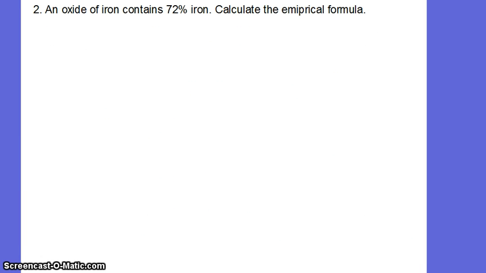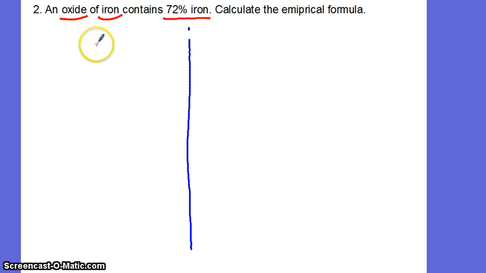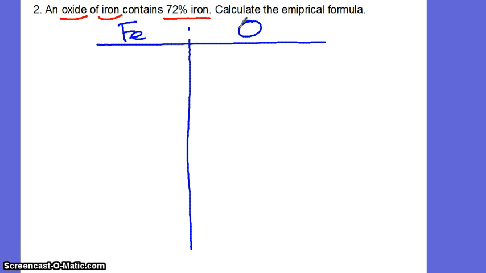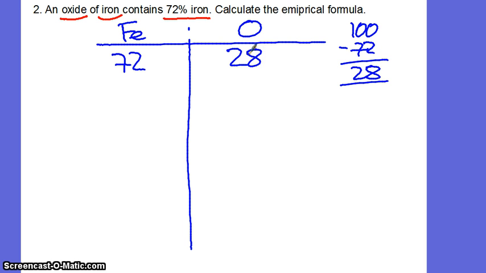Now, at first glance, this looks a little bit easier. You've only got two elements, oxygen and iron. But what they've only told you is how much iron is in there. Now, as it's a percentage, it's fairly easy to work out how much oxygen is actually in there, because clearly if the compound is 100% iron and oxygen, iron is 72%, the rest has to be oxygen. So quick subtraction there gives 28.